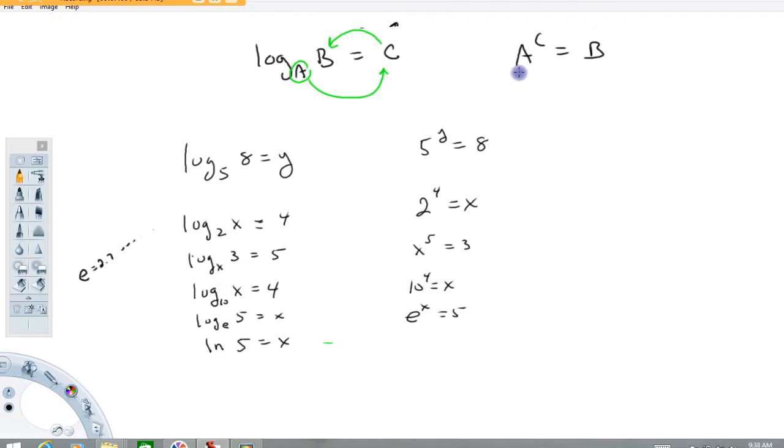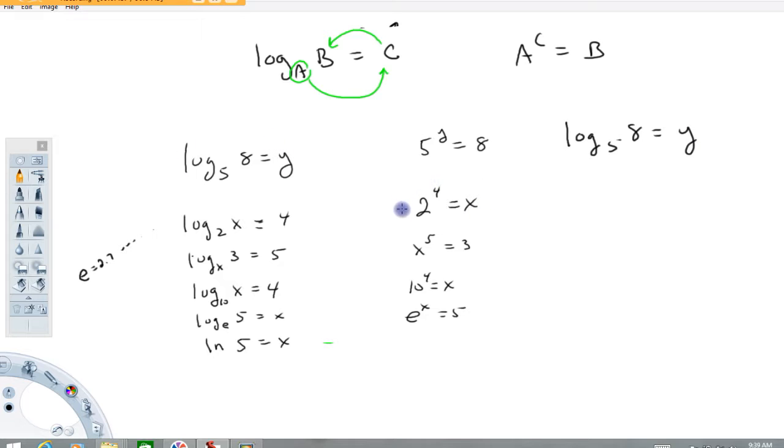But when I'm looking at something of this form, a to the c equals b, I just say, okay, a is 5, c is y, b is 8. So this is equivalent to log base a, which is 5, of b, which is 8, equals c, which in this example is y, right? Which is, of course, what I had written here.